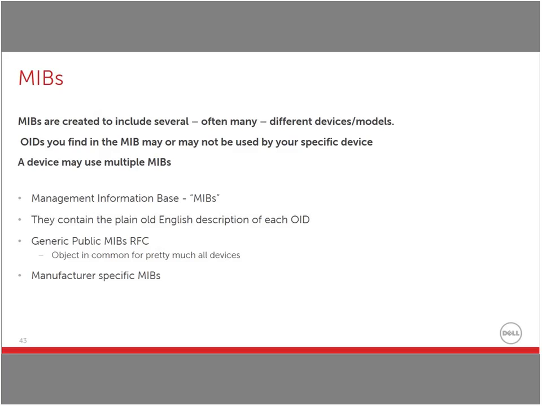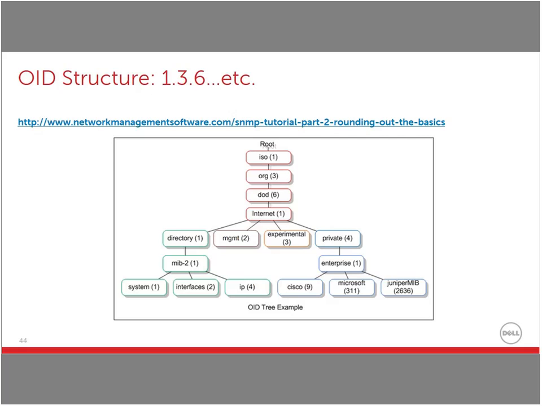But there are also specific MIBs, like for printers. There's like a generic printer MIB. Hopefully that'll be all you need. If not, you can go down to specific manufacturer-specific MIBs. So each manufacturer creates their own set of MIBs based on what they think is specifically important. Okay, so that's the deal on the MIBs.